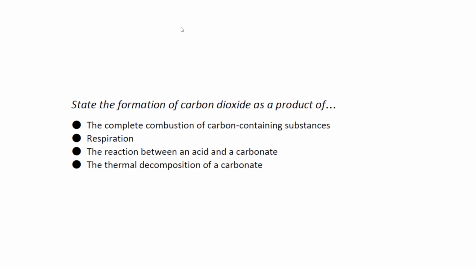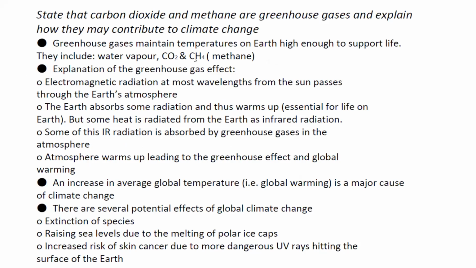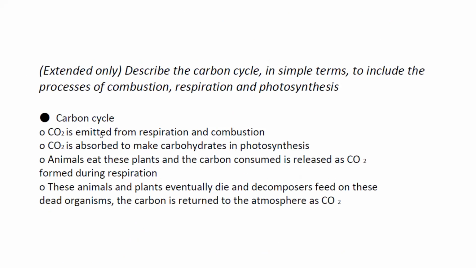So carbon dioxide can be formed by the complete combustion, like about the carbon cycle. So CO2, the carbon dioxide, is emitted by what? The process of respiration and combustion is emitting carbon dioxide, where carbon dioxide is absorbed by the green plants and turned into carbohydrate by the process of photosynthesis.